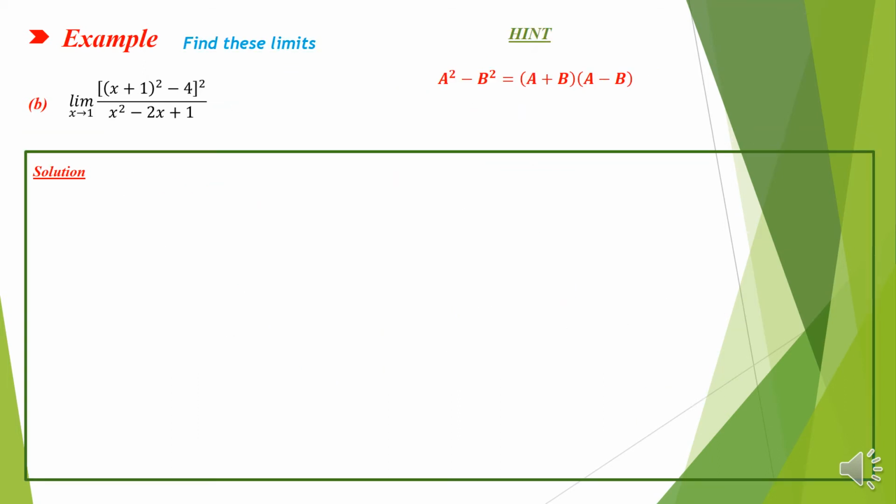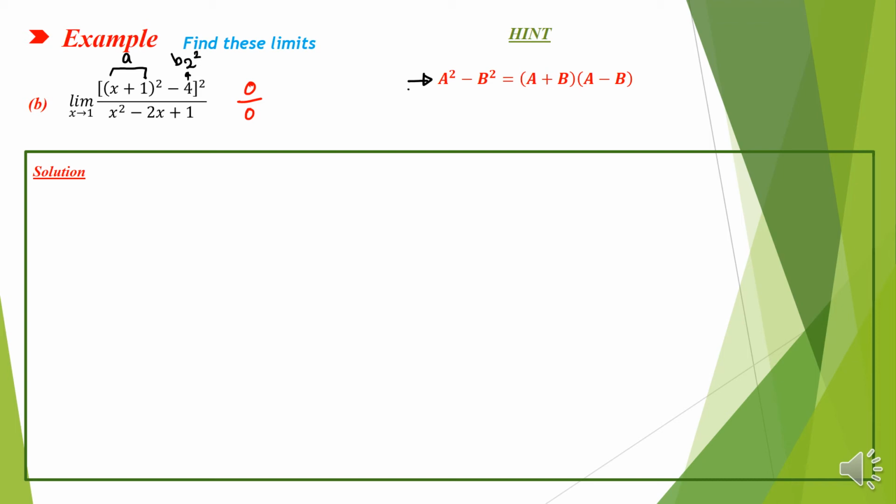In part B we have the limit of ((x plus 1)^2 minus 4)^2 divided by x squared minus 2x plus 1 when x goes to 1. Also by direct substitution you will see that we have 0 over 0. Here we have a function inside which is (x plus 1)^2 minus 4. So by comparing this inside function with the difference between two squares, you will get that x plus 1 is a, and then you can rewrite 4 as 2 squared, so b equals 2.